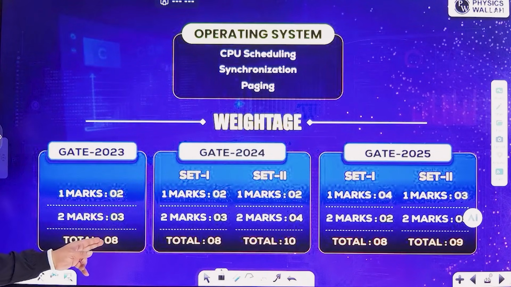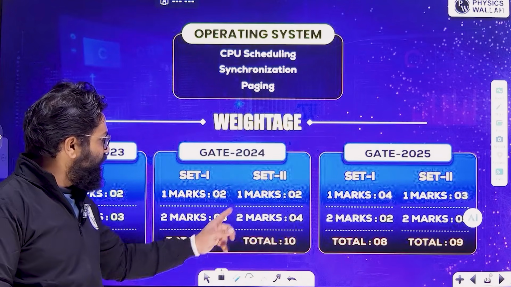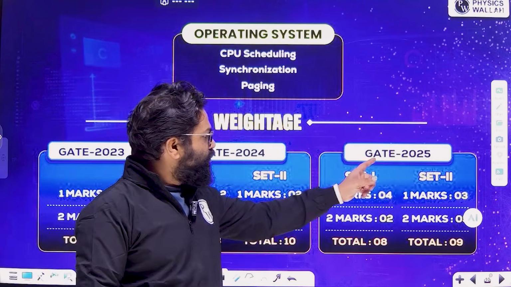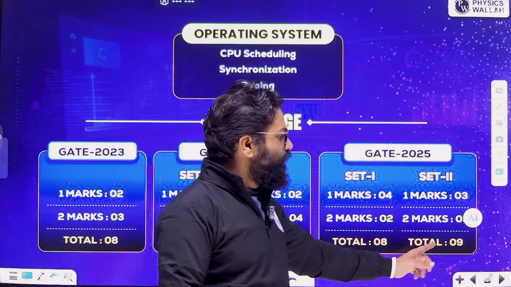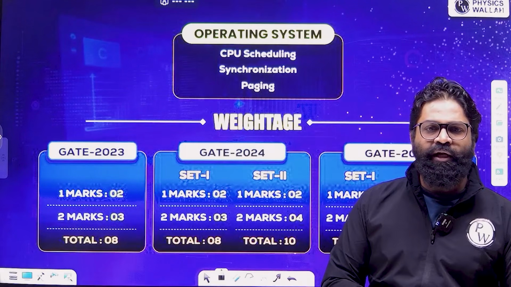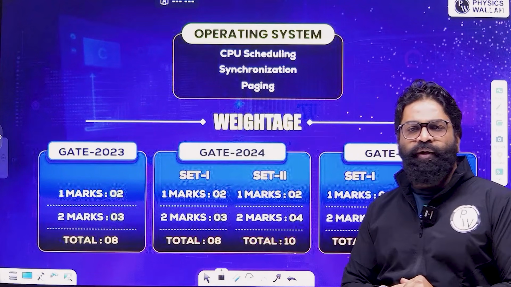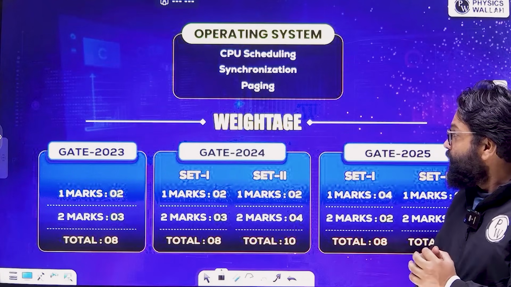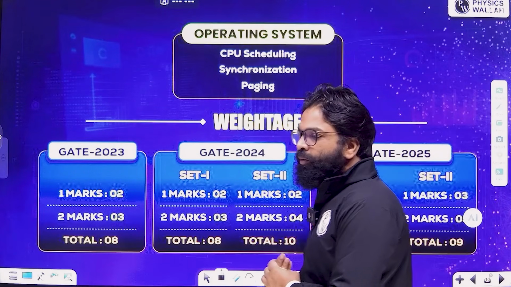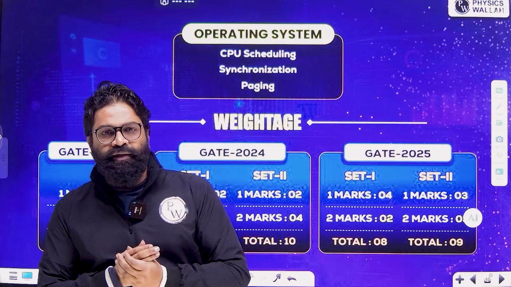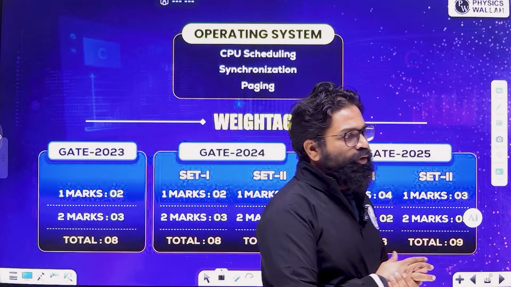And for 23, they have given 8 marks, 24 set 1 8 marks, set 2 10 marks, 25 set 1 8 marks, set 2 9 marks. On an average, you are getting 8 to 9 marks from the operating system. So this is also an important topic that you people can learn from the operating system point of view.